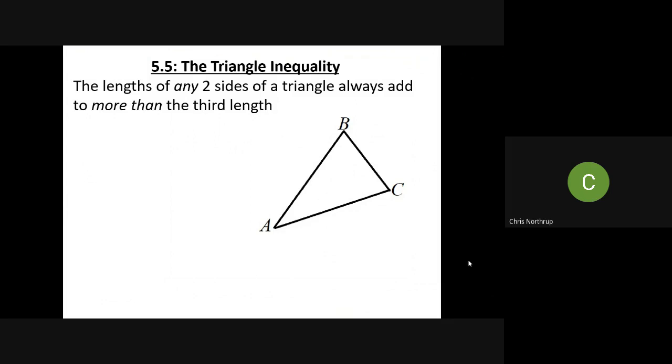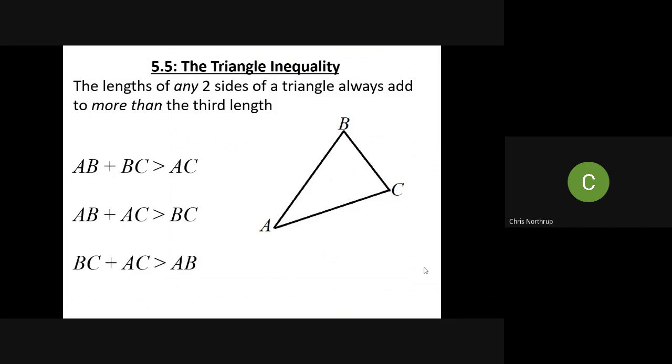So written as an inequality, looking at this triangle here, you could say first off that AB plus BC is going to be greater than AC. You could also say that AB and AC add to more than BC. And then you could also say that BC and AC always add to more than AB. So if you have three numbers and you're wondering if you can form a triangle with those numbers, you can just check these inequalities. But there's an even shorter way to do this.